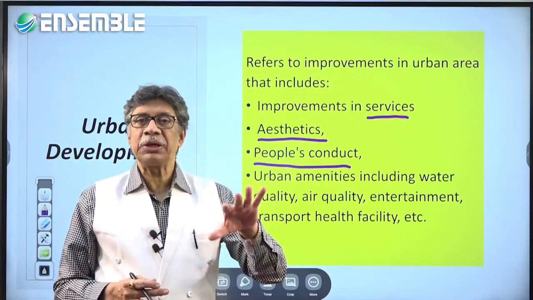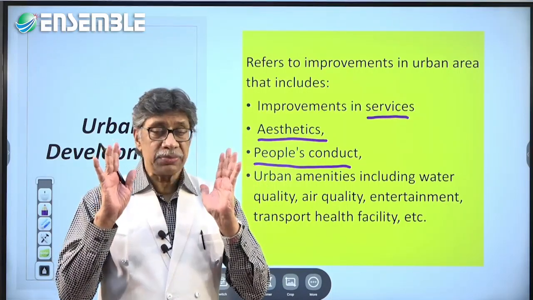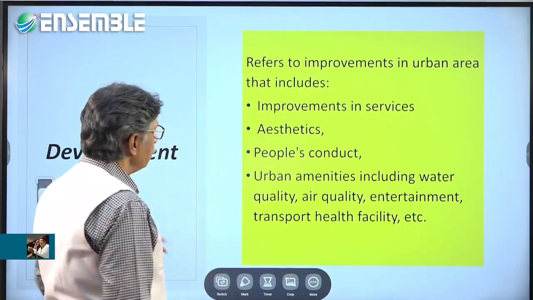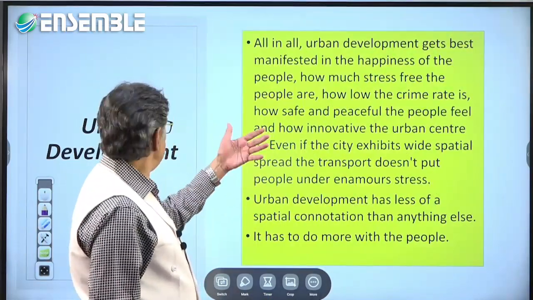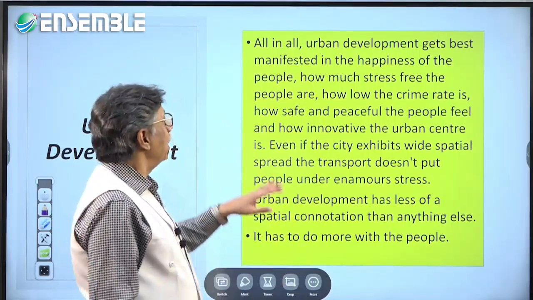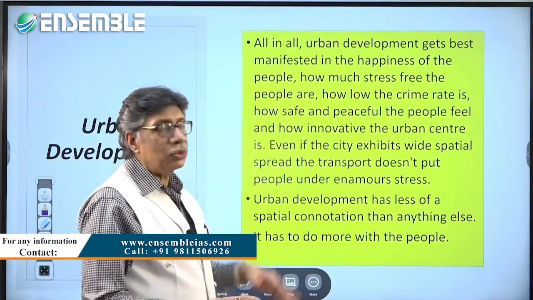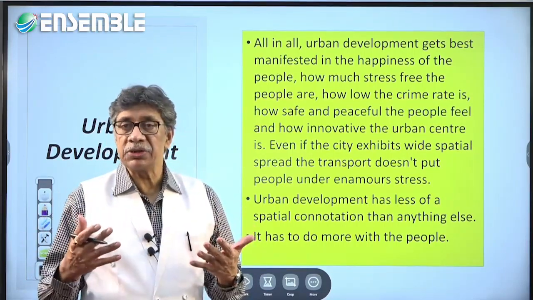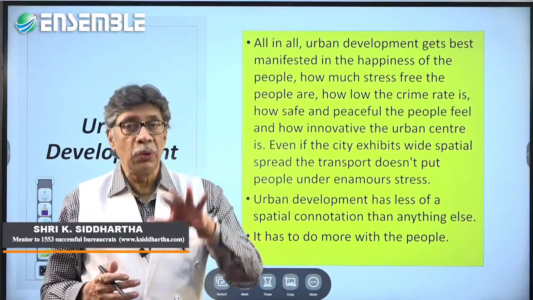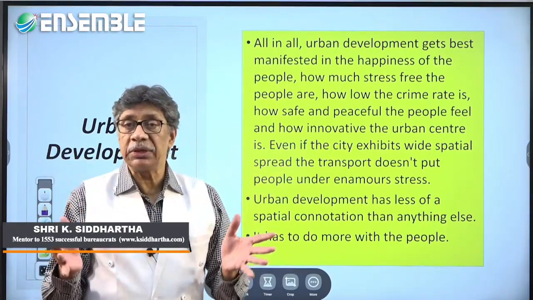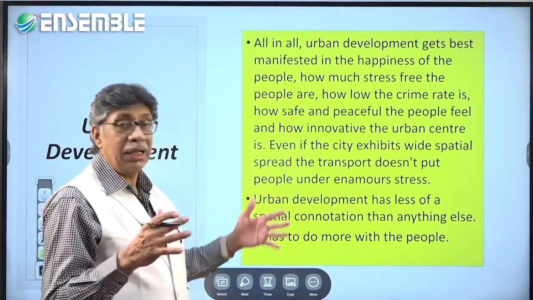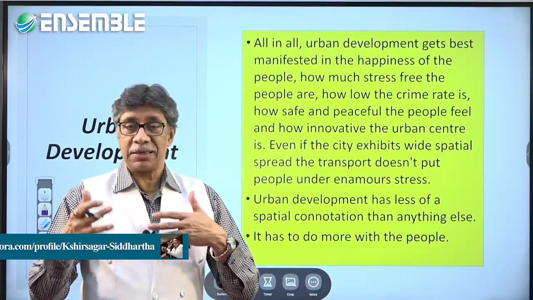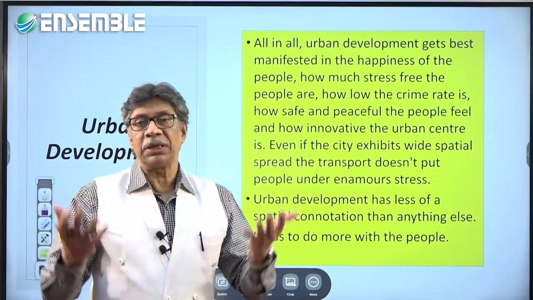So from a perspective of development, even if you take a subjective example of Delhi, as we have, Delhi doesn't qualify to be a part of it. That is what we're going to call urban development. Urban development, all in all, gets manifested in the happiness of the people. Whether the people are stress-free in this region or not, whether the crime rate is low or not, whether the people feel safe in this place or not. It also implies whether the city is able to exhibit certain conditions where people are able to recover from that stress or not.